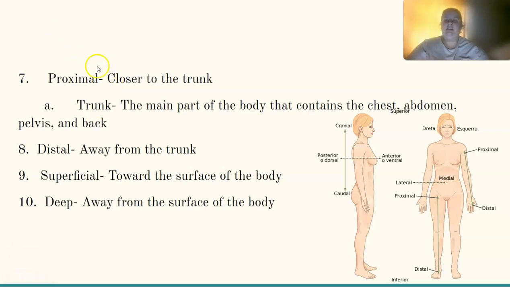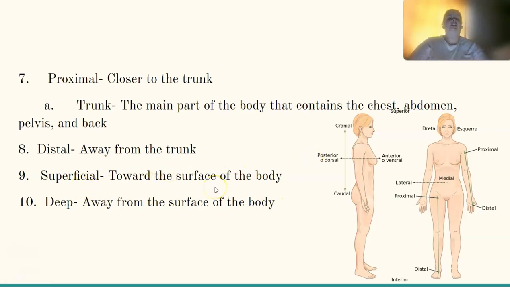All right, the next few are your proximal, which is closer to your trunk. If you look right here on this girl's arm, it goes up. So your shoulder is more proximal to your trunk than your phalanges are. Your trunk is just the main part of your body that contains your chest, abdomen, pelvis, and back. So this area right here is considered your trunk. Your distal is away from the trunk, so again, your phalanges are distal compared to the rest of your body.